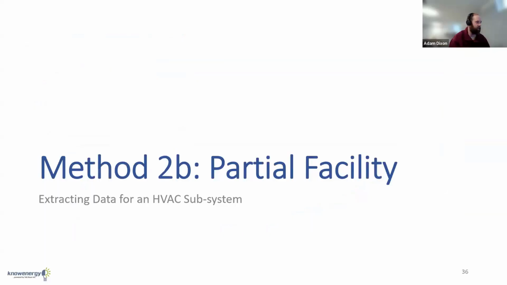Now, I think what Steven is going to do is method 2B, where we have a partial section of the building you want to electrify as opposed to the entire building, which is a common situation we run into. So you have a large facility, even something like a data center, that you want to isolate from the rest of the building.